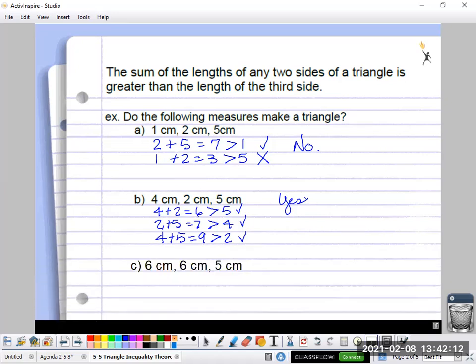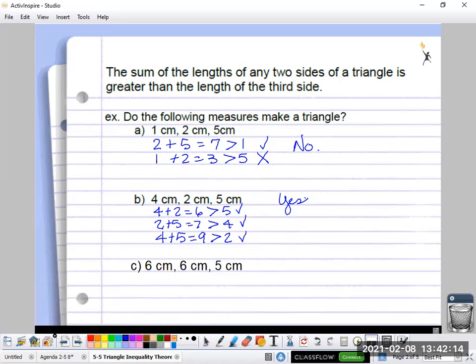On this last one here, pause the video, work this example, and when you're done, unpause and see if you get it right. So picking 2, 6 plus 6, that's 12. Wow, 12 is greater than 5. And then 6 plus 5 is 11, and that's greater than 6, and we do that one twice for both of them. So yes, those 3 lengths would make a triangle.